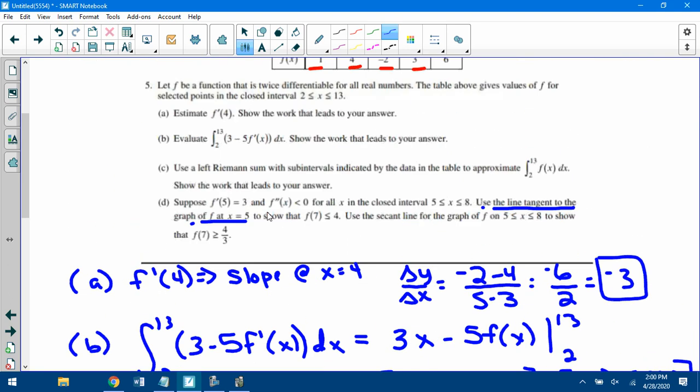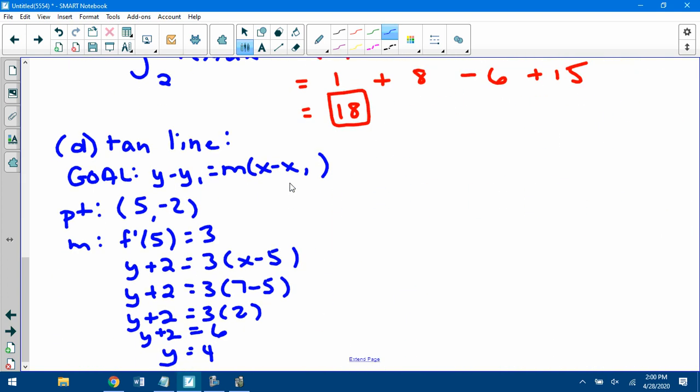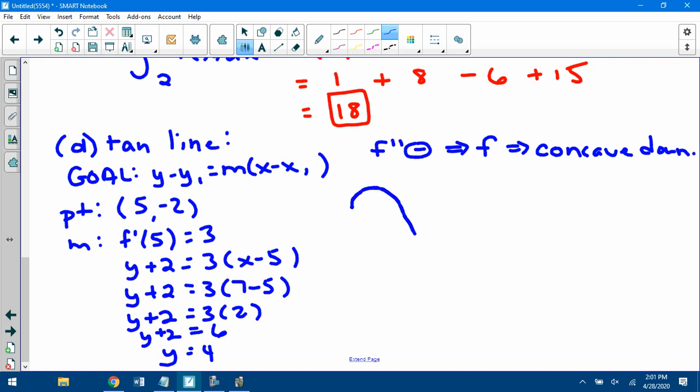Okay, well that's probably good news because I have this f of 7 being less than or equal to 4, so 4 is involved. But how would I use the tangent line to show that it's less than or equal to 4? Well, the only piece of information I haven't used yet is that f double prime is negative between 5 and 8. If f double prime is negative, what's that telling you about f? F is concave down. So think about what that means. Here's concave down. Let's say this was 5. There's my tangent line. So if I plug in 7 and I get 4, the fact that it's concave down means that the actual point has to be below 4.